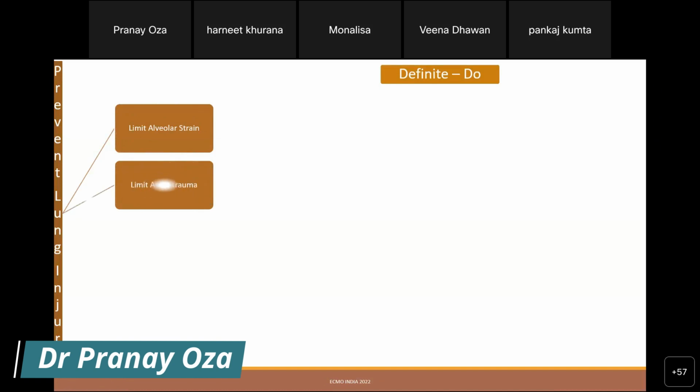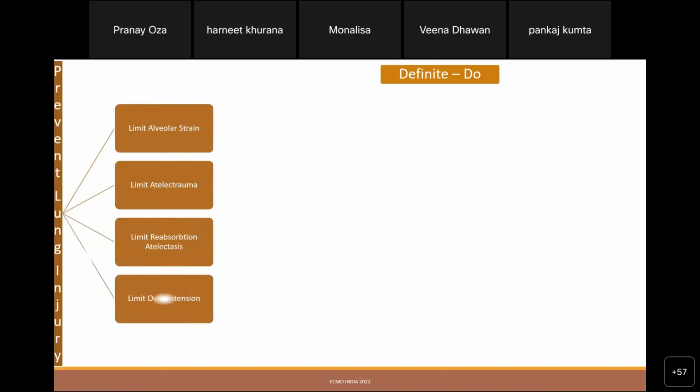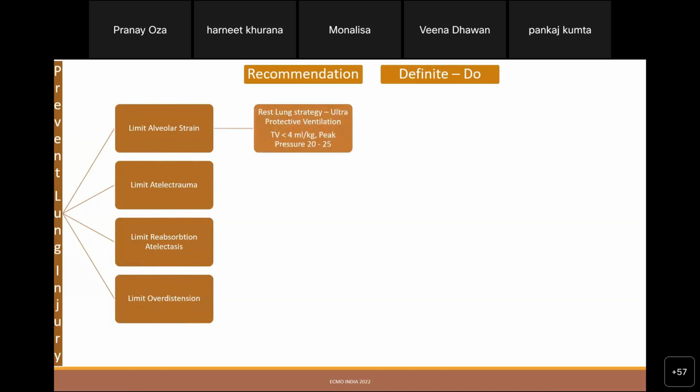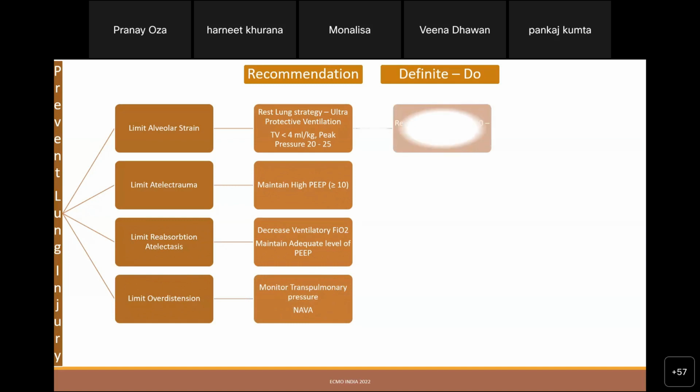Yes, sir. So what is definite we need to do is prevent the lung injuries in terms of limiting the alveolar strain, limiting atelectatic trauma, limiting reabsorption, and limiting the over distension. And for that, we need to have a tidal volume of less than 4, pressures of 20 to 25 peak pressures, maintain high PEEP of more than 10, decrease ventilator FiO2, and monitor the transpulmonary pressures. And so what we definitely need to do is restrict the peak pressure to 20-25. That is what all the studies have said.